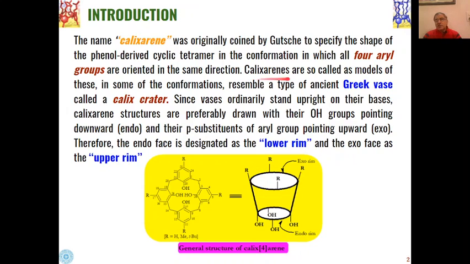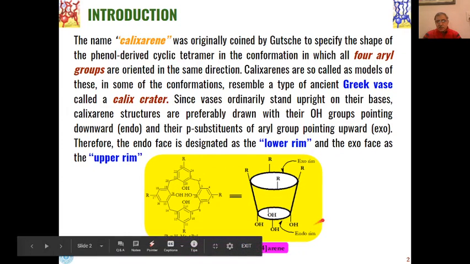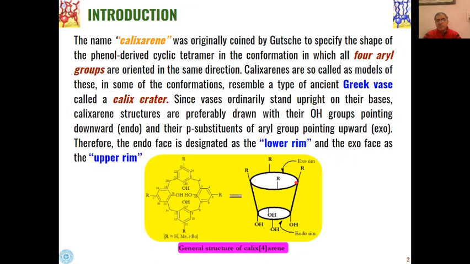These calixarenes resemble an ancient Greek vase called a calix crater, and you can see over here that they are designed in such a way that the four OH groups form the endo rim, the lower rim of the vase, whereas the para-substituent aryl groups are pointed upwards, forming the exo rim of the vase.